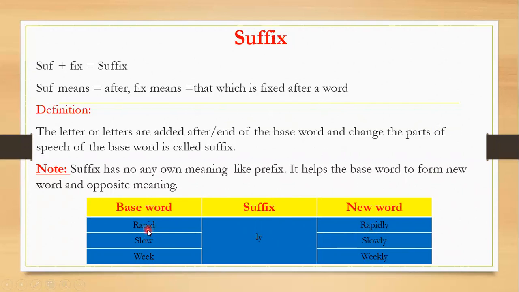Repeat was the base word. If you add ly with repeat, then the new word will be repeatedly. Slow is the base word or root word. If you add ly, then the new word will be slowly. Weak is the root word. If you add ly, then the new word will be weakly. So in this way, you can make new words.